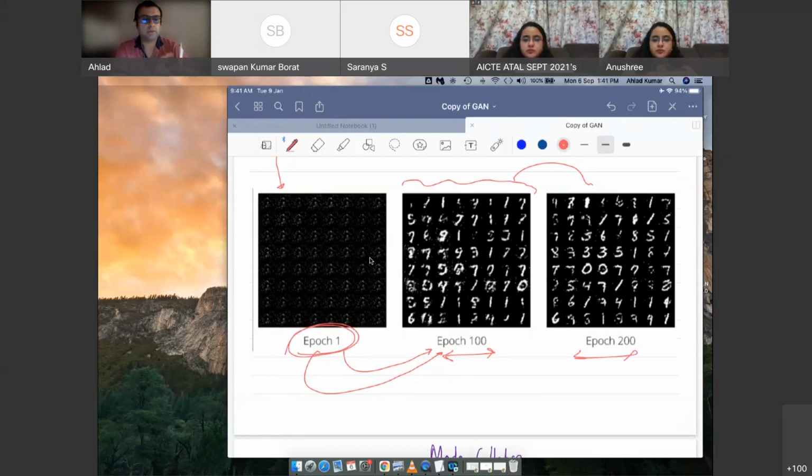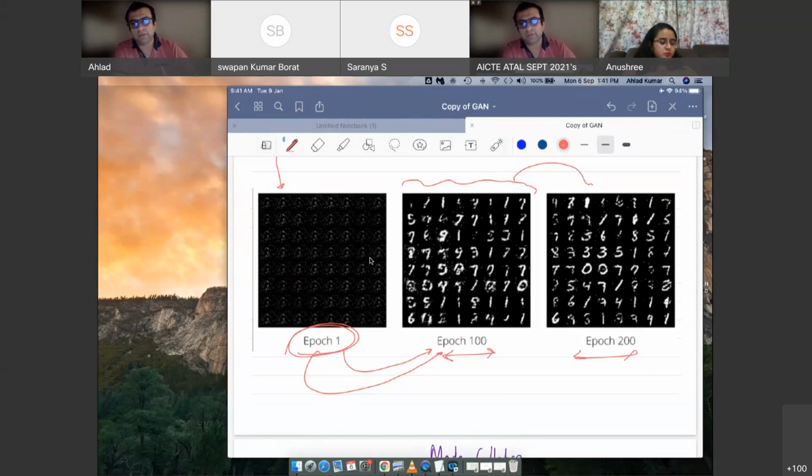See, as far as the optimal D is concerned, from the derivation point of view, you get 0.5 only when PG is equal to P data of x, right? But if you are going above that, then definitely that equality is not valid, because somewhere or the other the densities are not matching. So there is a difference in the densities.